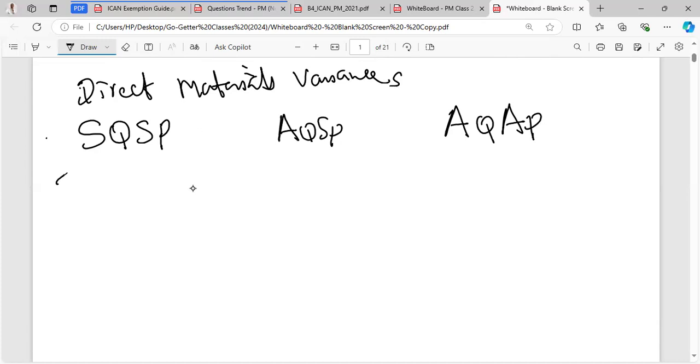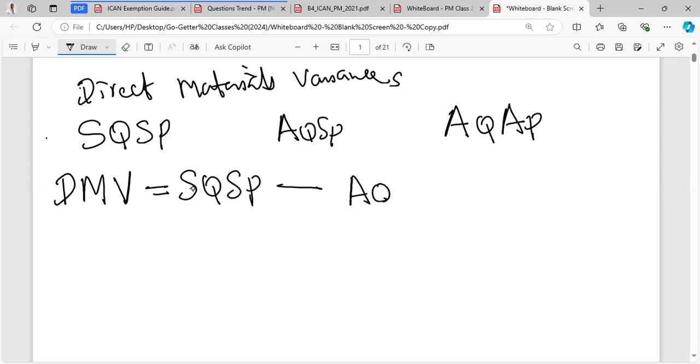Then the direct material variance, which is the total variance, is you are going to take standard quantity, standard price minus actual quantity, actual price. And this is broken down into, when we take these two will give us usage, these two will give us price.